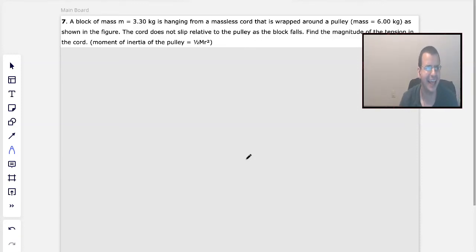A block of mass m of 3.3 kilograms hanging from a massless cord that is wrapped around a pulley, which is not massless. It is 6 kilograms as shown in the figure. The cord does not slip, which means that x equals r theta, v equals r omega, a equals r alpha. And that just tells us the relationship between the linear and angular motion.